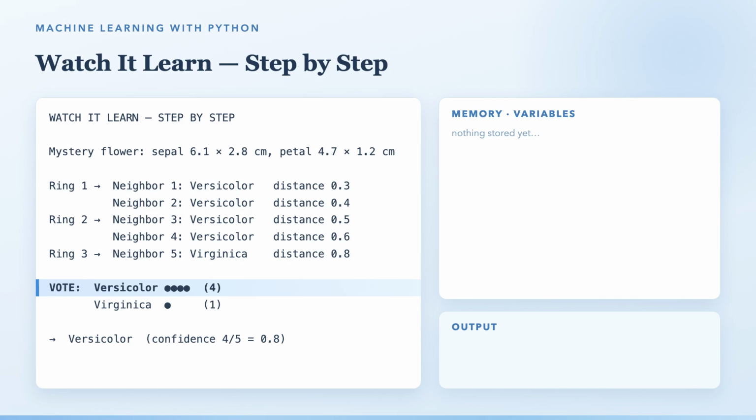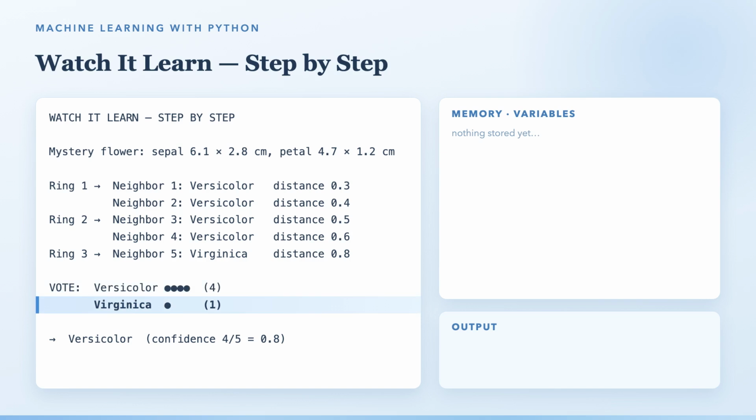Read this little card with me. At the top, the mystery flower. Sepal 6.1 by 2.8 centimeters. Petal 4.7 by 1.2. Then the rings. Ring 1 finds neighbor 1. A versicolor at distance 0.3. And neighbor 2. Versicolor. At 0.4.